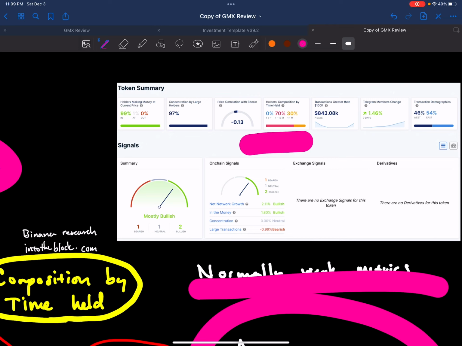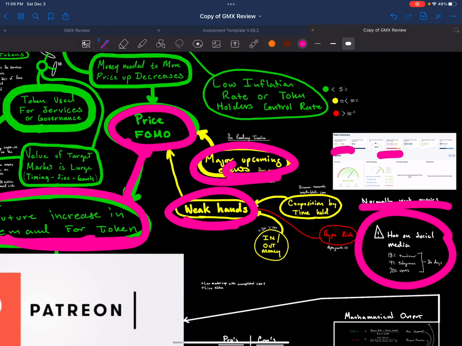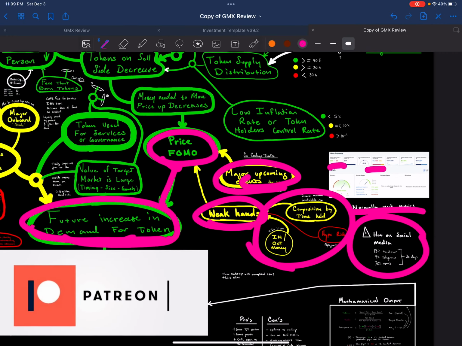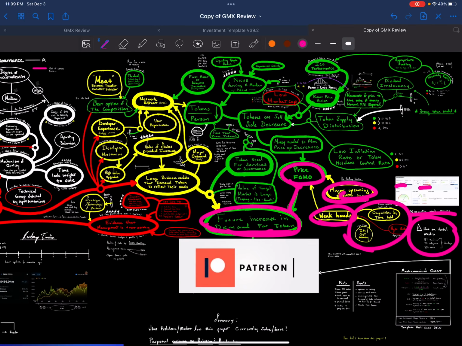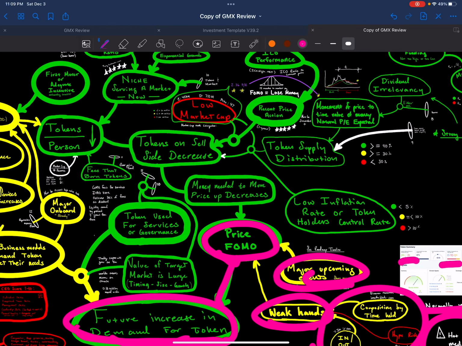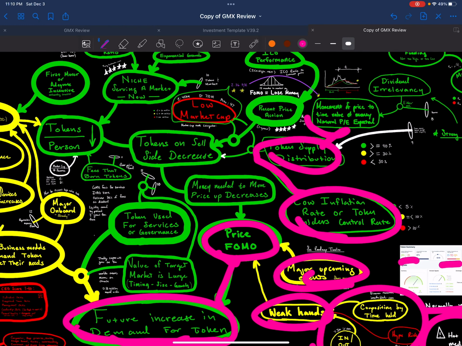The holders making money at the current price, basically everybody's in the money because this thing's making all-time new highs right now. So it's got a general risk from weak hands, but I think that these metrics aren't that heavy in this particular case. That's why I rated them as neutral. All right, so now these are general token supply distributions, et cetera, but I don't think they're important metrics. They're green because this token is a P/E token, price to earnings.